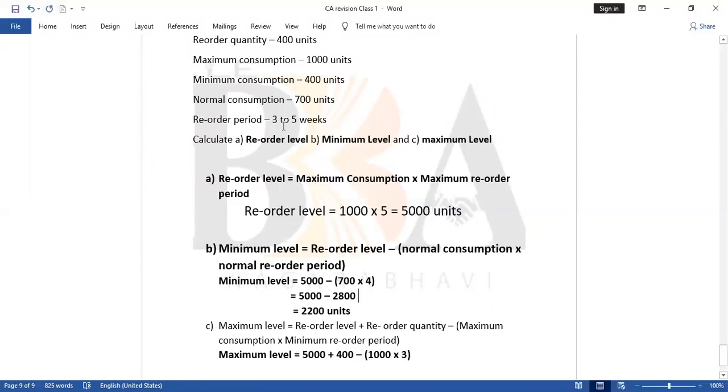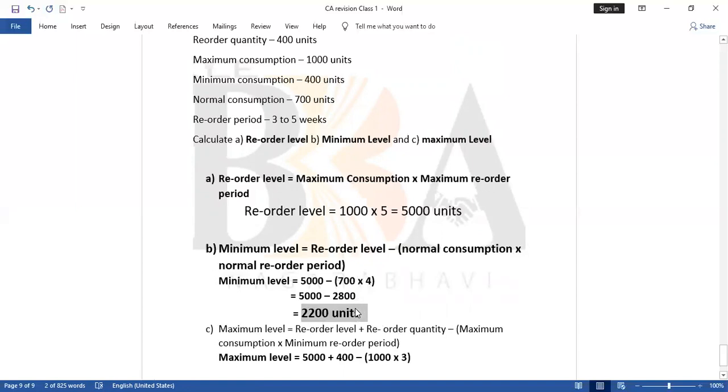So how do you calculate this average reorder period? Your minimum reorder period plus your maximum reorder period, divided by 2, gives your average reorder period. Your minimum reorder period is 3, maximum is 5. 3 plus 5 divided by 2, you get 4. So 4 will be the average reorder period or the normal reorder period. So 700 into 4 is 2800. 5000 minus 2800 will give us 2200 units.